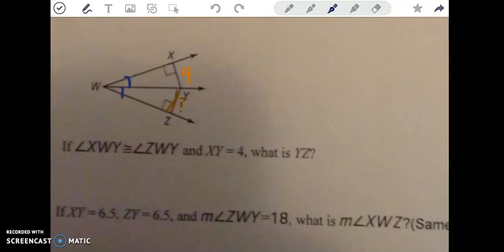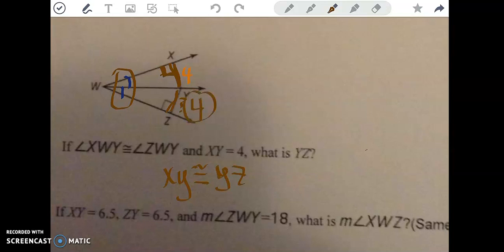All right, so now we look at the question mark, which we're looking for is YZ. Okay, we have the angle bisectors here, so we know that they're angle bisectors. We also know we have our perpendiculars here. So now we know we have perpendicular bisectors. That gives us everything we need to know that XY is going to be the same as YZ. So XY is congruent to YZ, and because one of them is 4, that makes the other one 4 as well. And that's your answer to that.